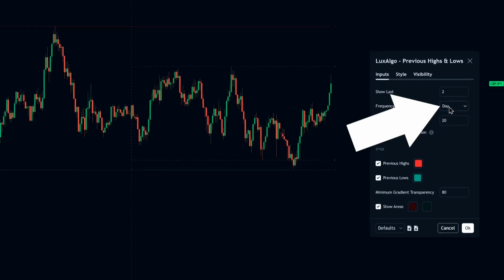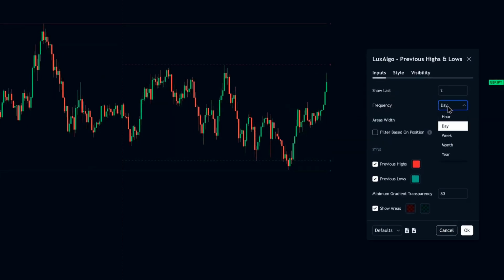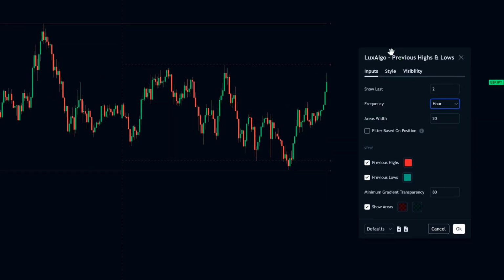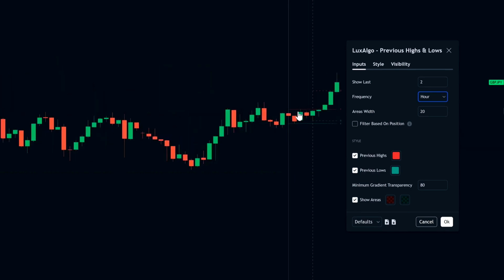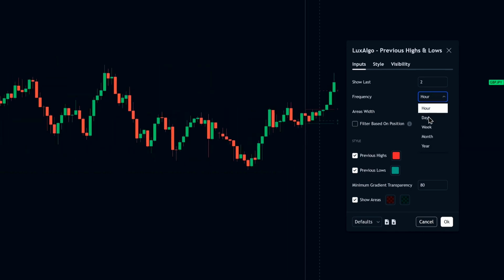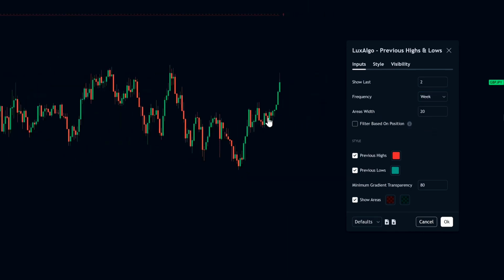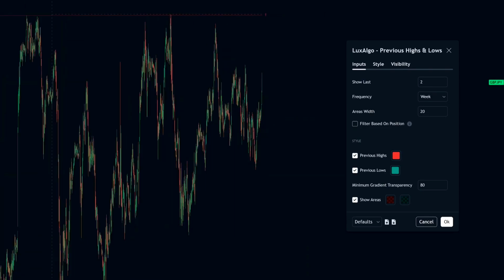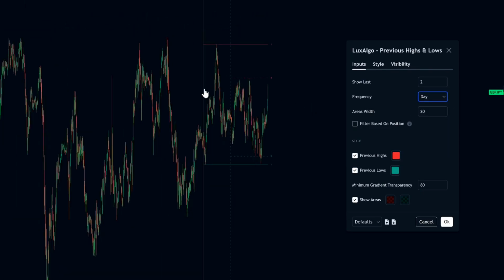Additionally, the indicator allows you to adjust the time frame frequency. It defaults to daily, but you could switch it to hourly, weekly, or even monthly, depending on your strategy. For this video, I'll stick with the daily time frame as it's the most commonly used.